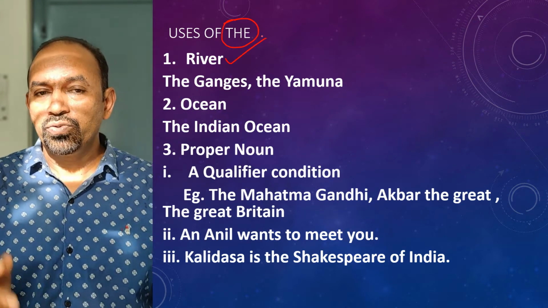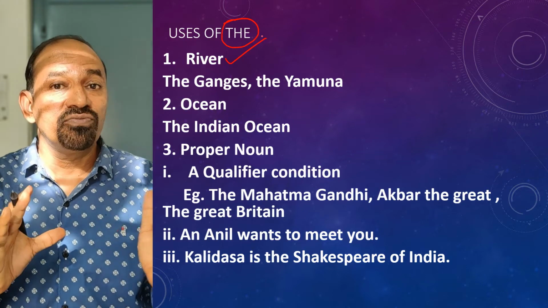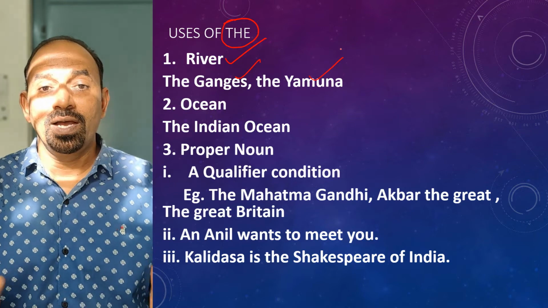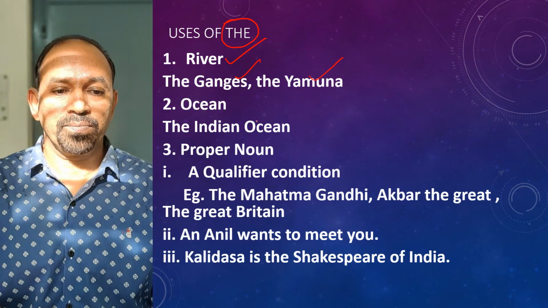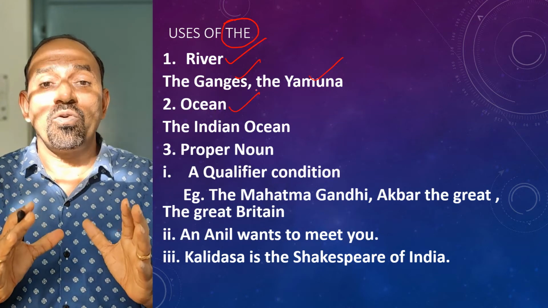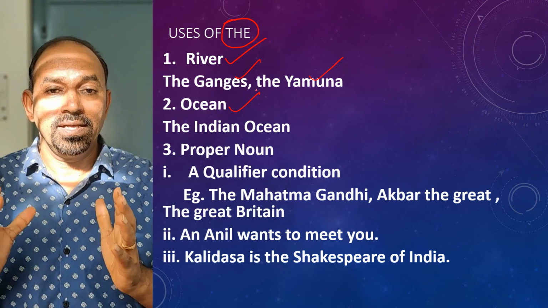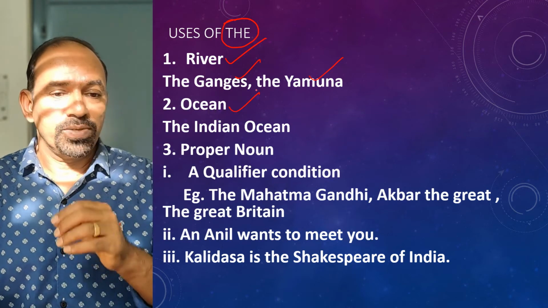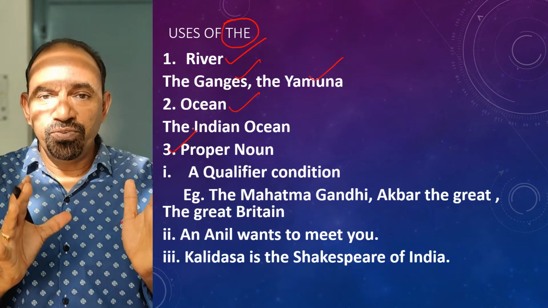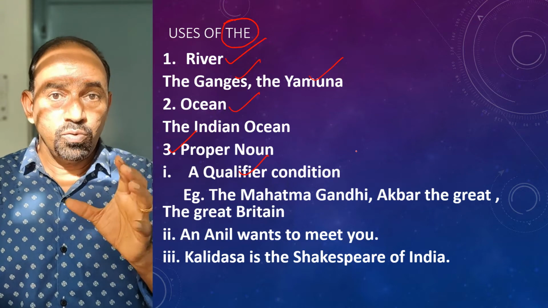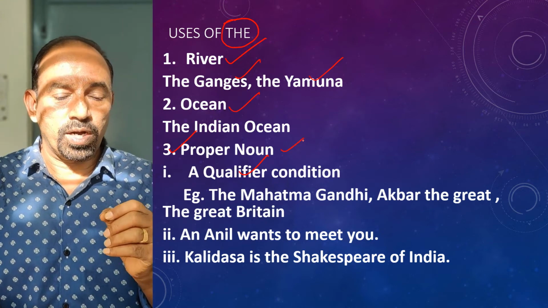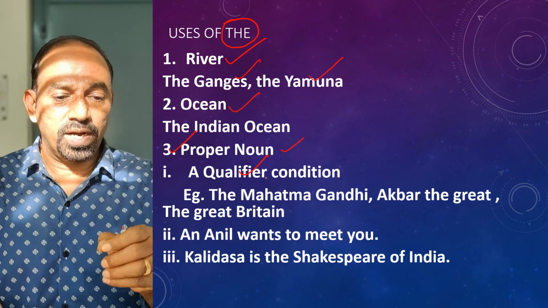It should be used before the names of famous rivers like the Ganges, the Yamuna, the Thames, etc. Then it should be used before the names of oceans like the Indian Ocean, the Pacific Ocean, etc. Then before a proper noun. How to use the definite article the before a proper noun? That is what we are going to learn now.